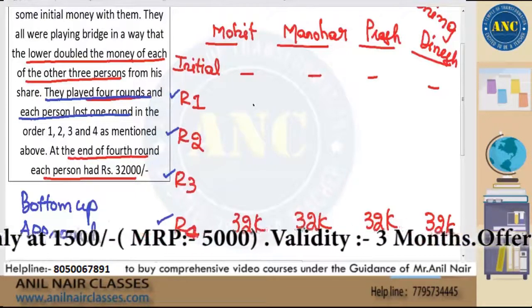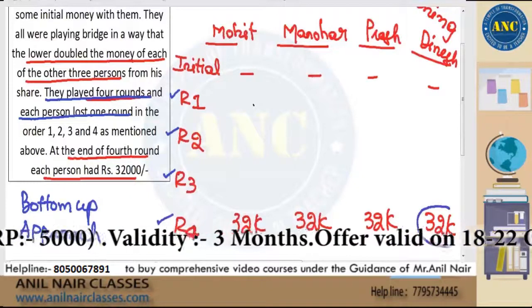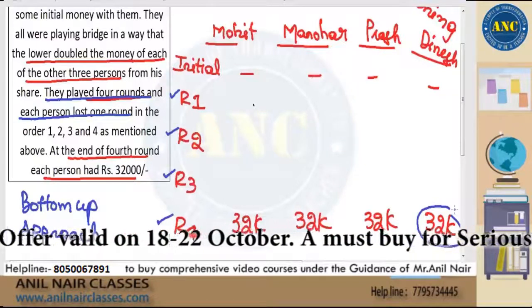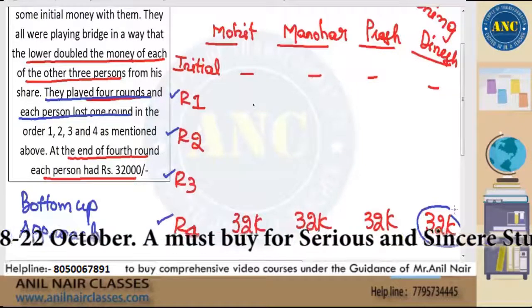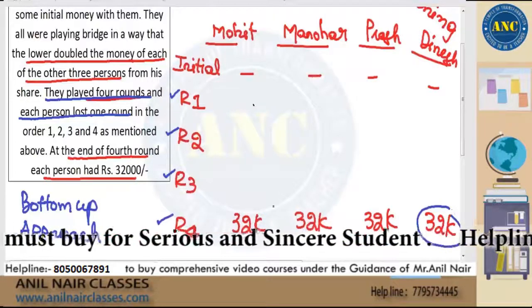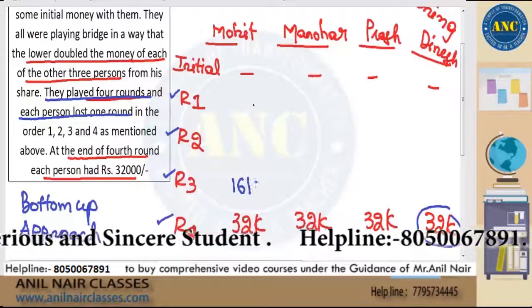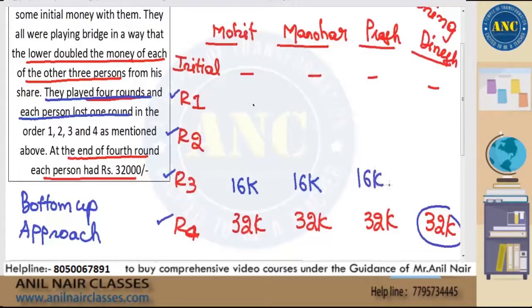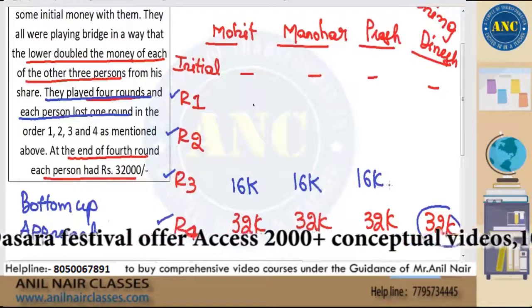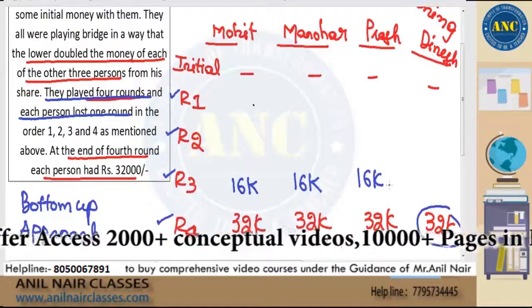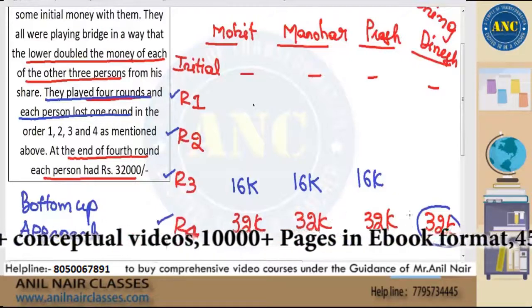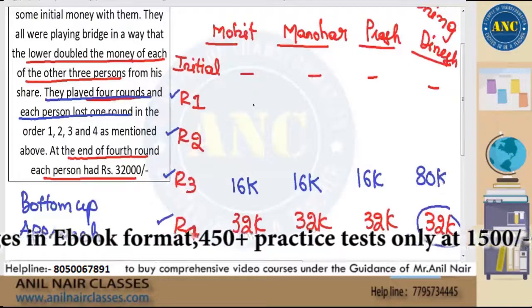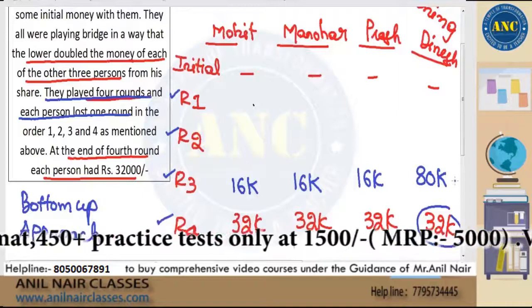Now see here, during the 4th round, who will lose? The 4th person will lose. I will circle mark. If a person is going from round 3 to round 4, it is a double. If going from round 4 to round 3, it is half. So it is 16K, also 16K, also 16K. At the end of every round, the sum will remain the same. Only the money circulation will happen. 32 4s are 128. 16 3s are 48. So this is nothing but 80K.